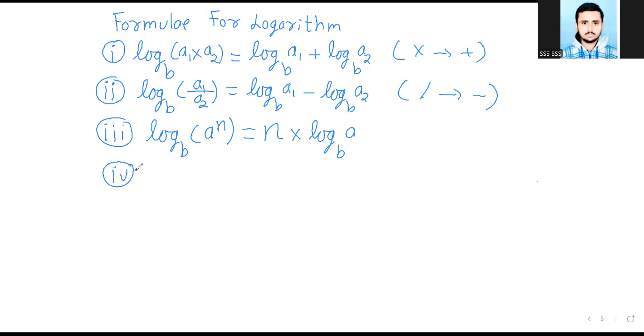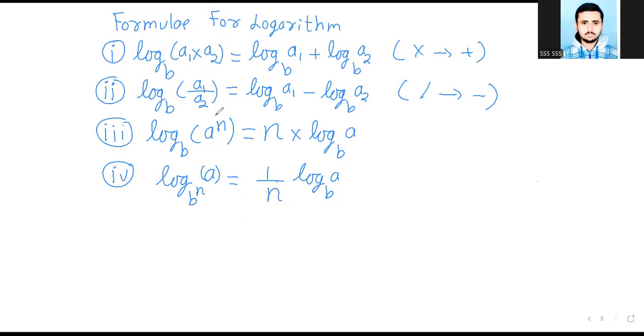However, if the power is in the base, so if we have log of a to the base b raised to the power n, so the power is in the base, in that case, the power will be dividing the number. So the power reaches the denominator. So we get 1 by n log a base b.